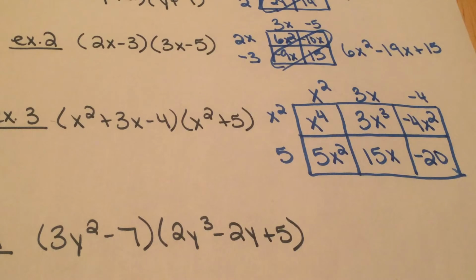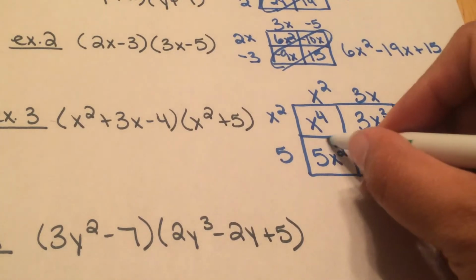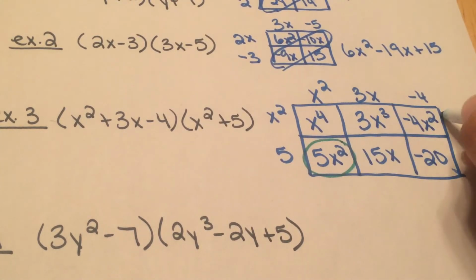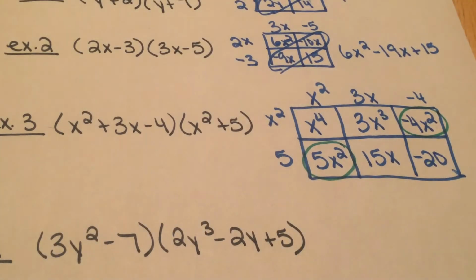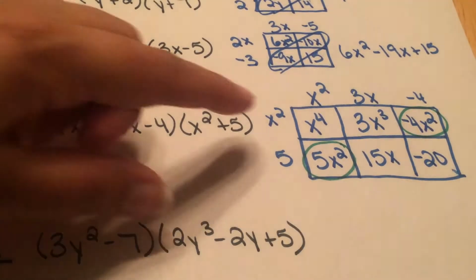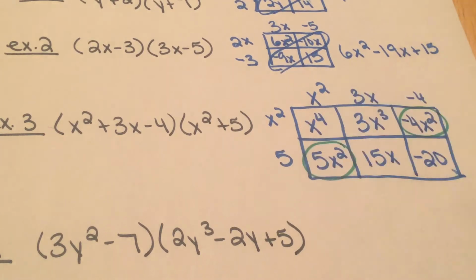So we're actually going to run into a problem right here. If we look, because we have some missing exponents in our descending order, we're not actually going to have like terms on our diagonals. There are like terms here, they're just not on the diagonals this time. So I noticed that 5x squared and negative 4x squared are my like terms, and that's it. And that's because we had such a large space between x squared and 5.